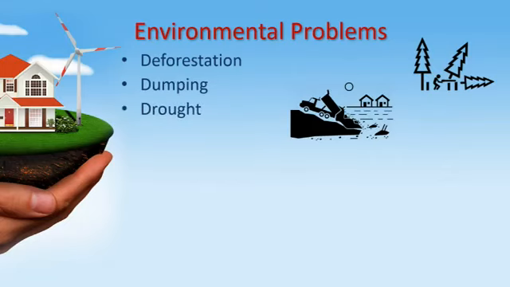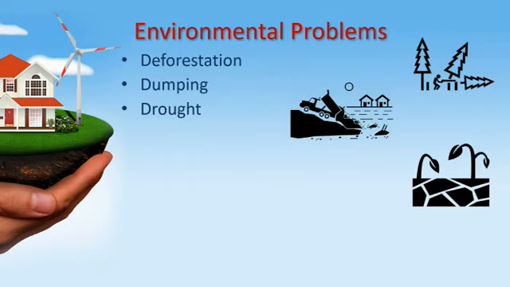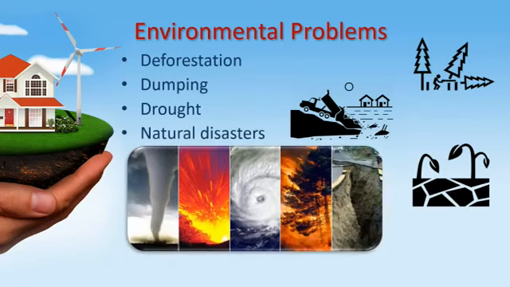Drought is another real problem. Drought means scarcity of rain and shortage of water. And finally, natural disasters, including tornadoes, volcanoes, hurricanes, fires, and earthquakes.